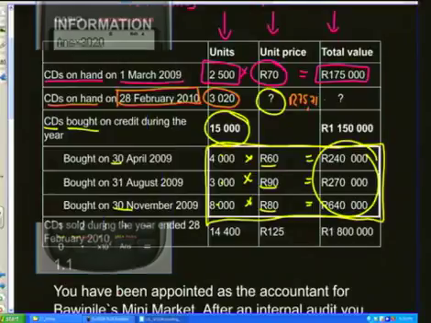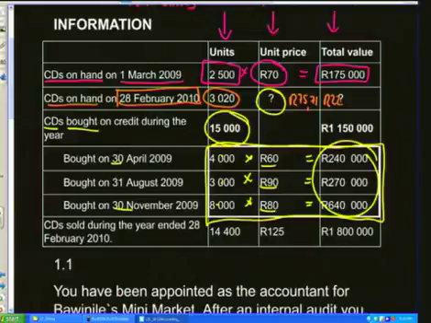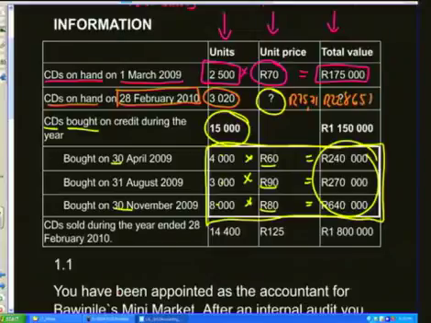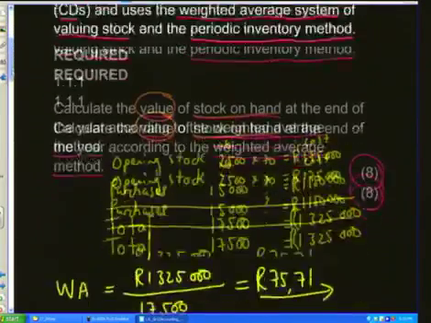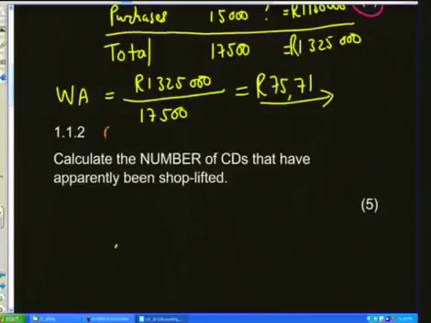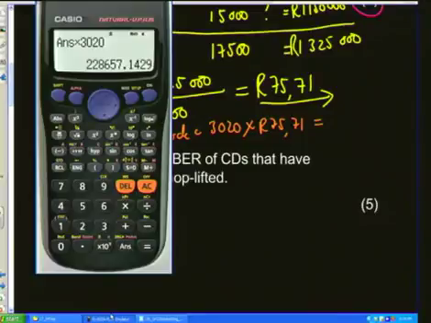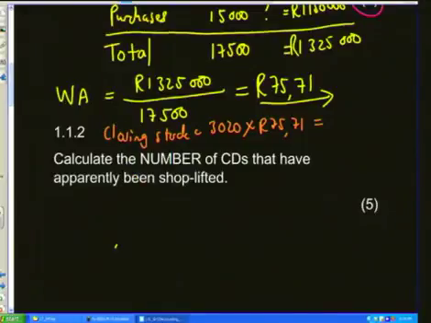So let's write that down. Just check it again. 228,657 and 14 cents. And that's the answer that they want for 8 marks. So it was quite a bit of calculating. They wanted to know the value of the closing stock. So the closing stock, let's write it here, was equal to the 3,020 CDs that we multiply by the weighted average of 75 Rand and 71 cents. And that came to the answer that I have in my calculator of 228,657 and 14 cents.